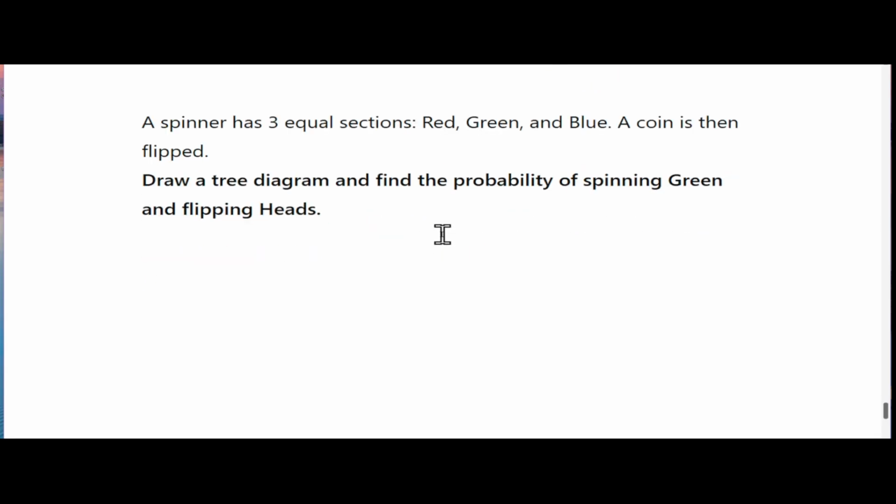Okay. A spinner. Here we go. A spinner has 3 equal sections: red, green, and blue. Let's actually draw it.